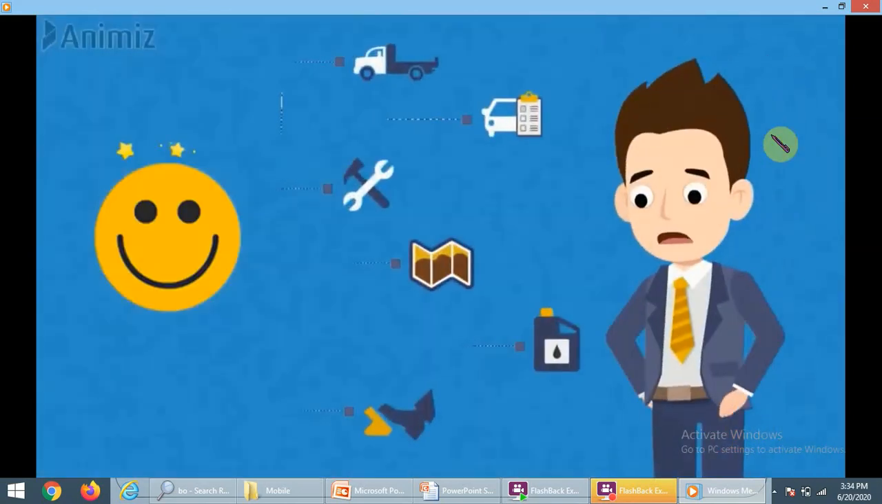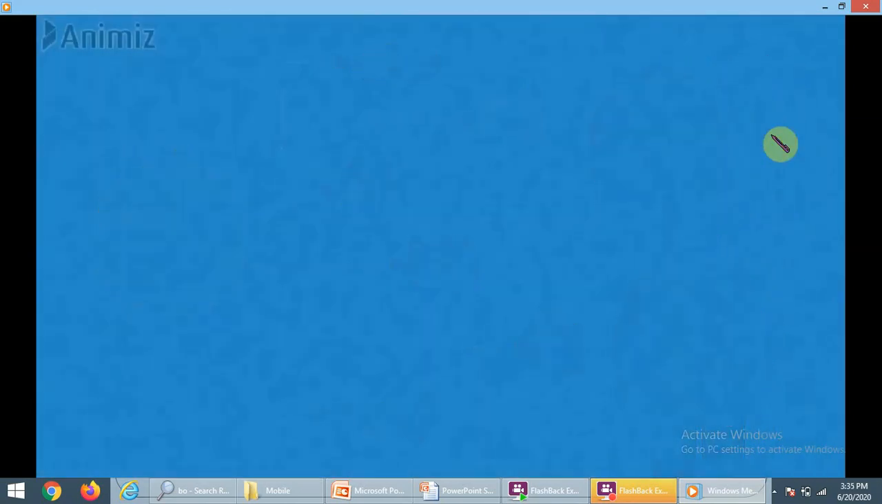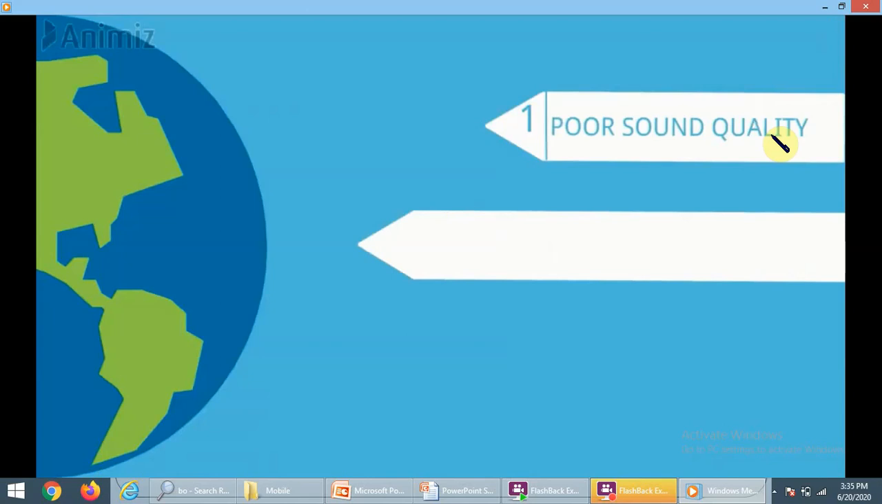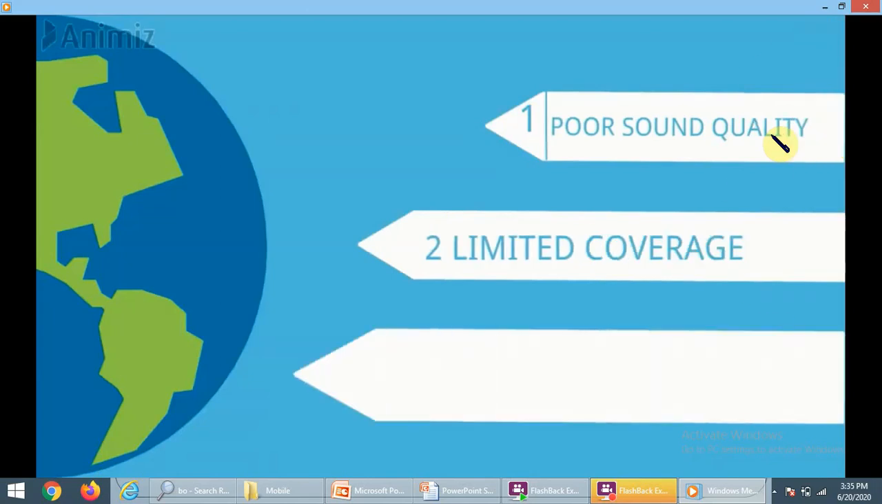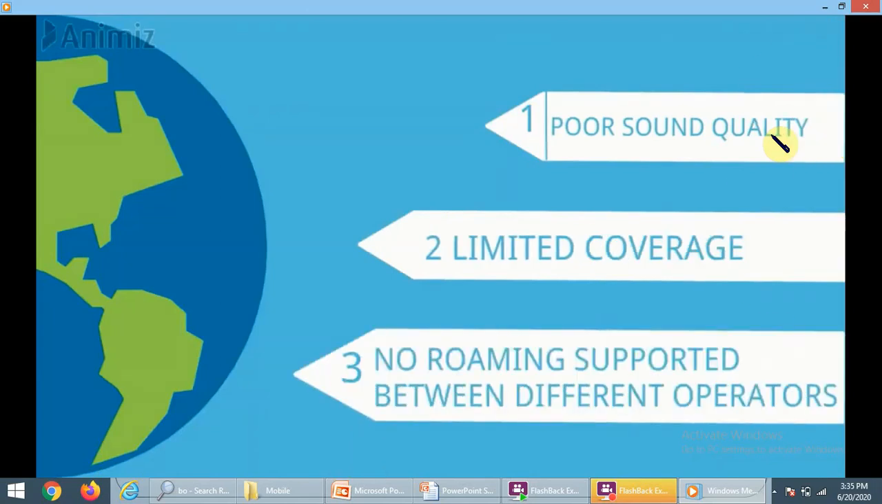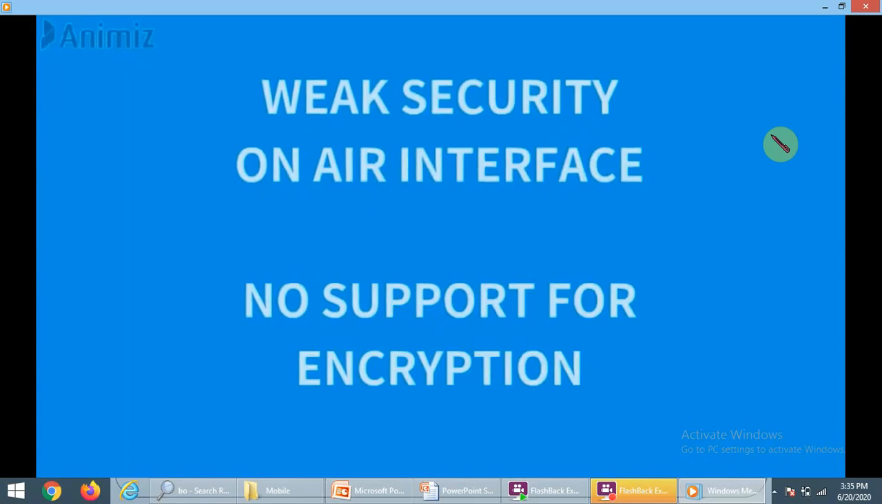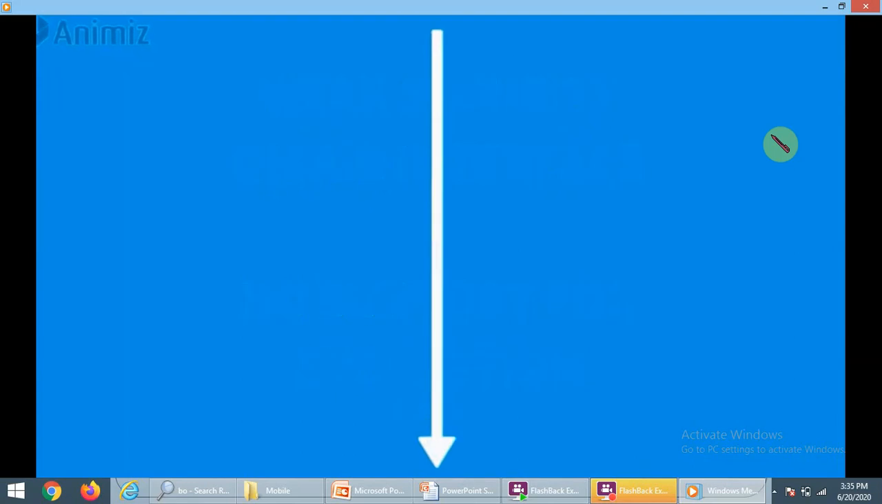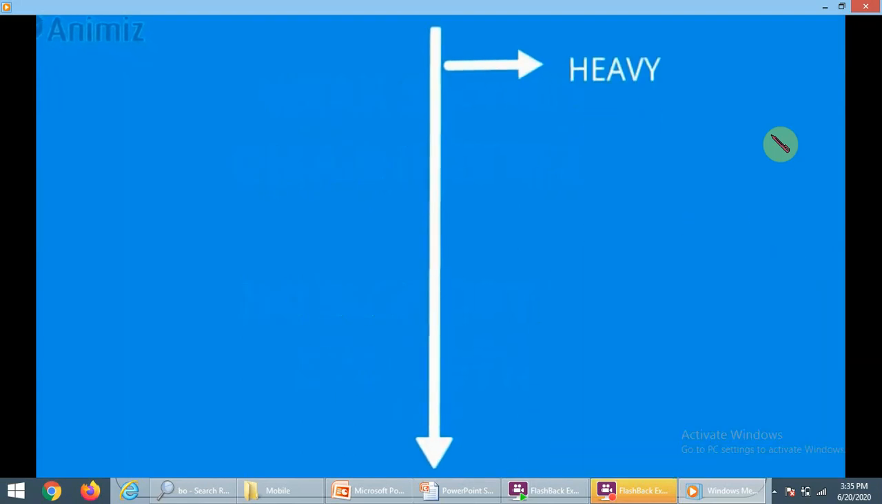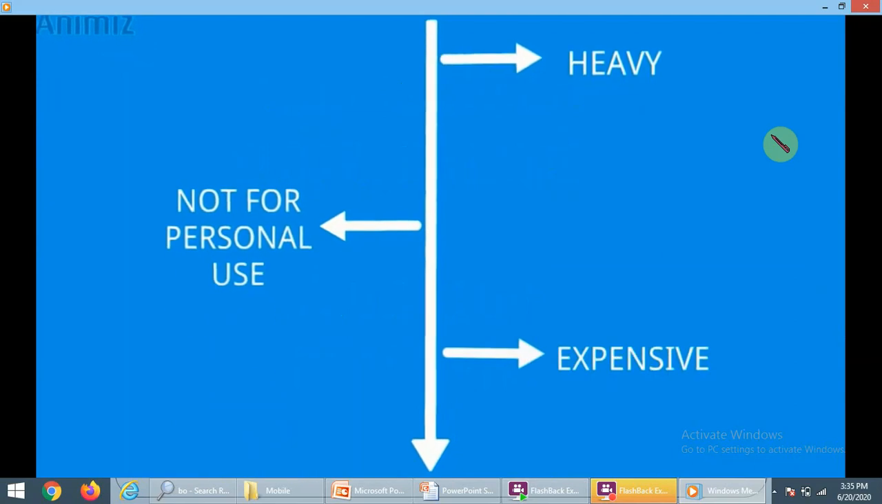There were limitations to 1G mobile technology: poor sound quality, limited coverage, no roaming supported between different operators, weak security on the air interface, and no support for encryption. Most of the phones in the 1G era were heavy, not for personal use, and expensive.